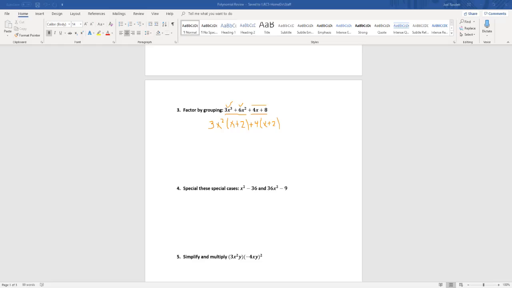And now that we've done that, we can see that x plus 2 is a common factor in both of these terms. So I will factor out x plus 2. And once I factor that out, what we have left over is 3x squared plus 4.